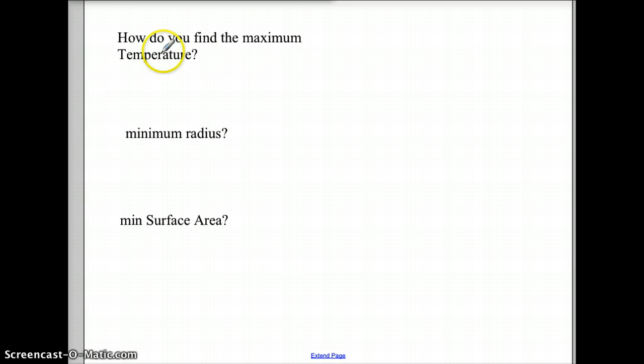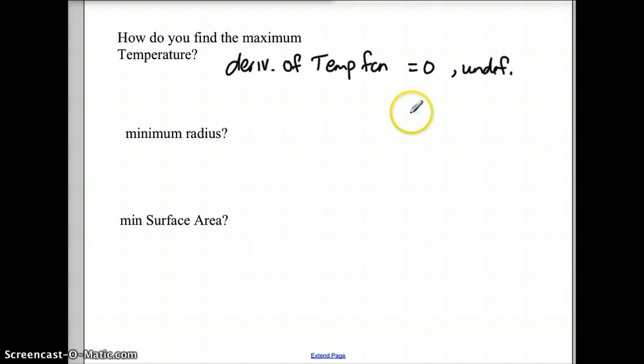All right. Talking about different questions that they might ask you on the homework. How do you find a maximum temperature? How do you find a minimum radius? How do you find a minimum surface area? If you want to find the maximum or minimum of anything, you take the derivative of the temperature equation, or the function that they give you. Set that equal to 0. Also find where it's undefined, where the derivative is undefined, and test those critical numbers.